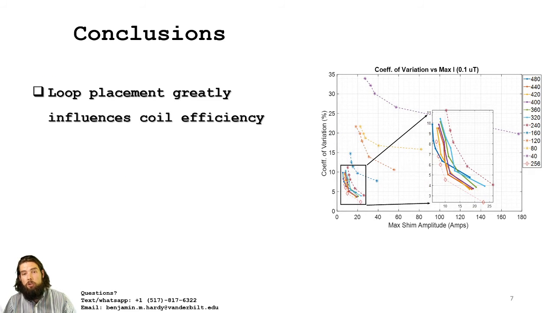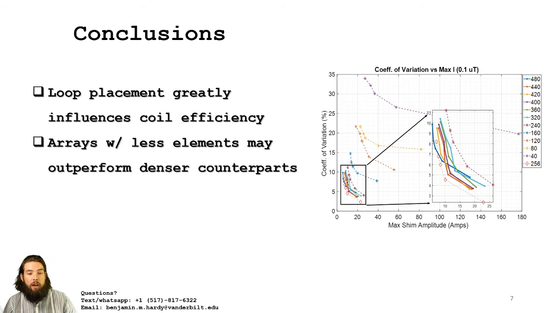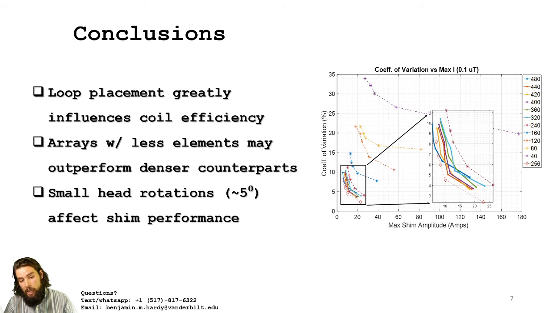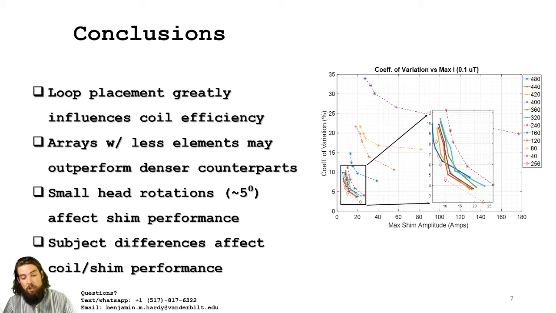Some conclusions that we can draw from this data is that our loop placement greatly influences the coil efficiency. Arrays with fewer elements may outperform their denser counterparts if they're more optimally placed around the field of excitation. Rotations also affect our shim performance, and subject differences indeed affect the coil shim performance as well.